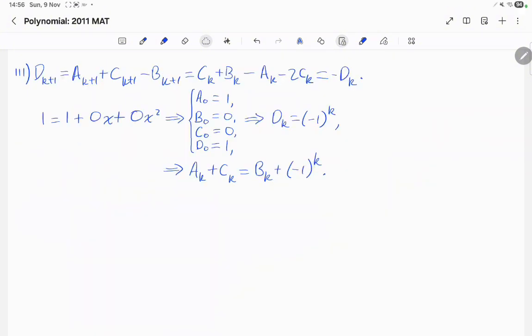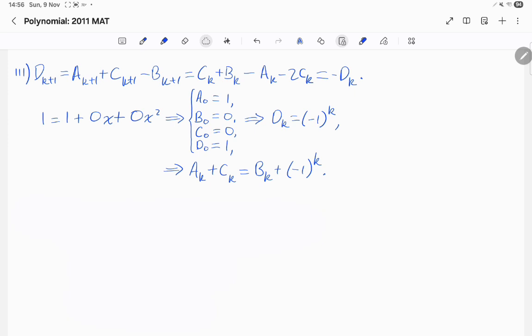Now we'll move on to part 3. Here, we'll write dk plus 1 is equal to ak plus 1 plus ck plus 1 take away bk plus 1. Substituting these for the values calculated in part 2, we have that dk plus 1 is equal to ck plus bk take away ak take away 2ck, and this is naturally equal to negative dk.